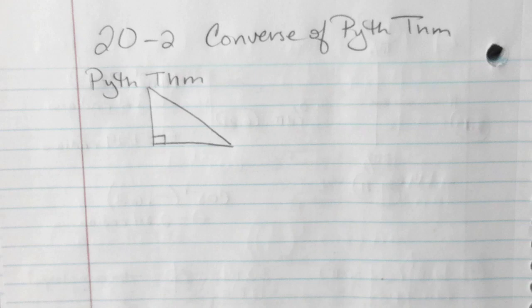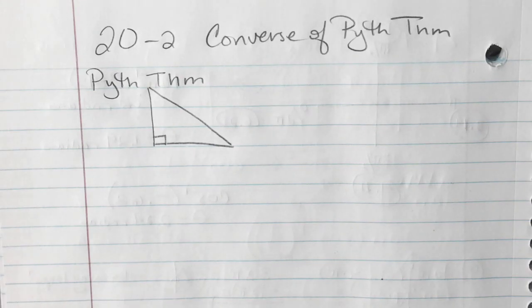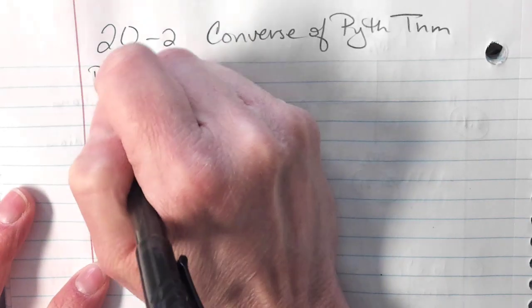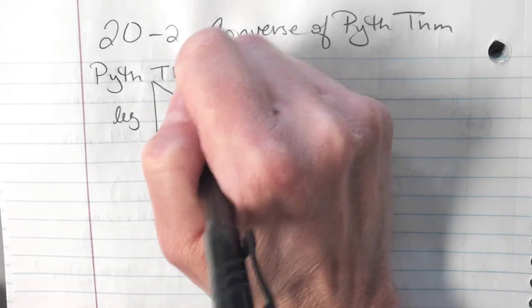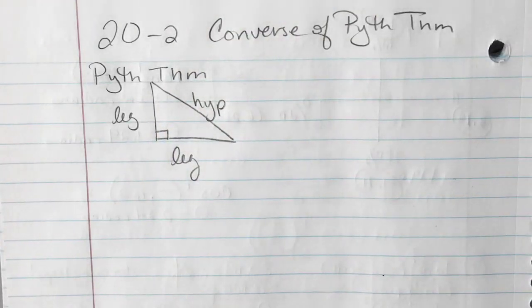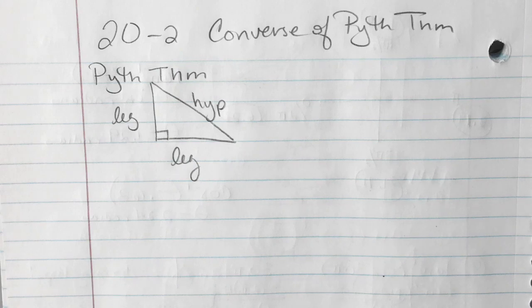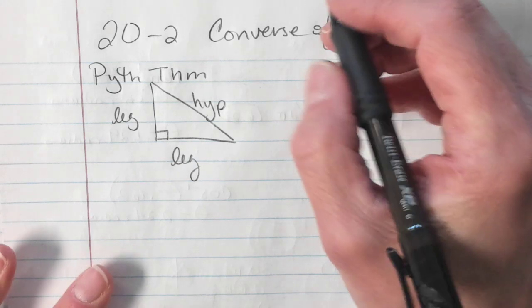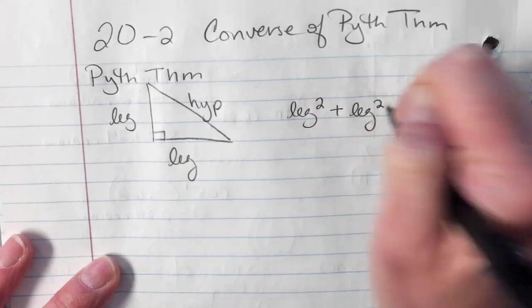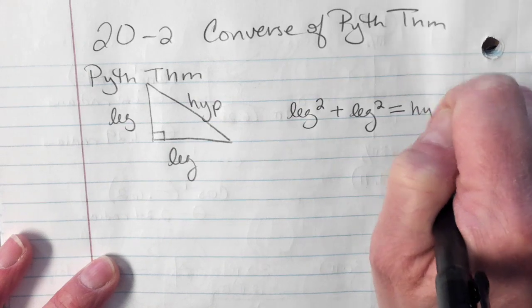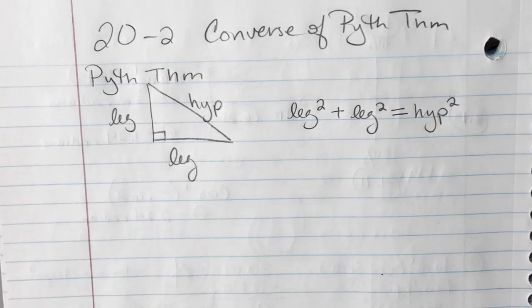The Pythagorean theorem says that if we have a right triangle, and I've designated my not so perfectly drawn triangle as a right triangle, that we have what we call legs, the two sides of the triangle that come together to make the right angle, and a hypotenuse, the longest side opposite the right angle. So the Pythagorean theorem says that if we take leg squared plus leg squared, it is equal to the hypotenuse squared.